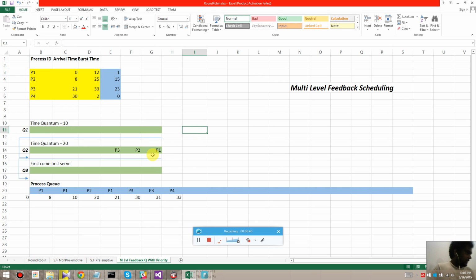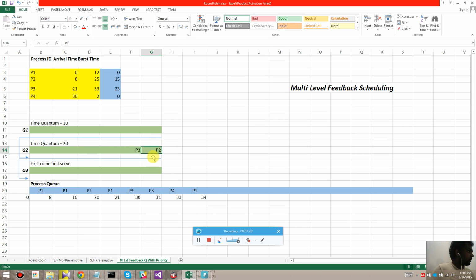Right, next process P1 is in the front of the Q2. It needs only another 1 time unit to complete, so I will execute process P1, and from 33 to 34 process P1 will run, and it will be completed, so I have to mark remaining time as 0. So since P1 is completed, I can remove P1 from Q2, and I can bring processes P2 and P3 to the front of the queue. I'll delete this one.